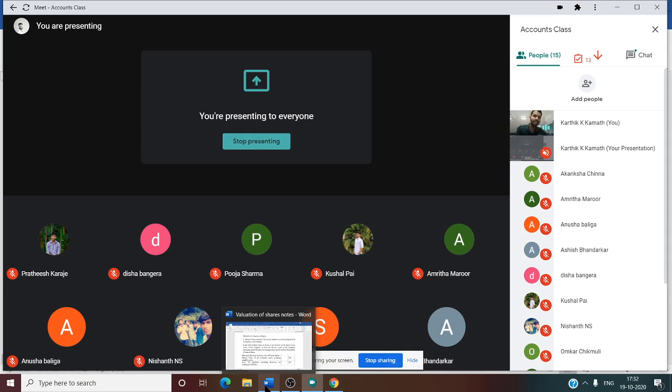So non-trading asset is also included. Intangible asset is also included. Trading asset is also included. Tangible asset is also included. So here everything is included. Yes. So now it is very clear.